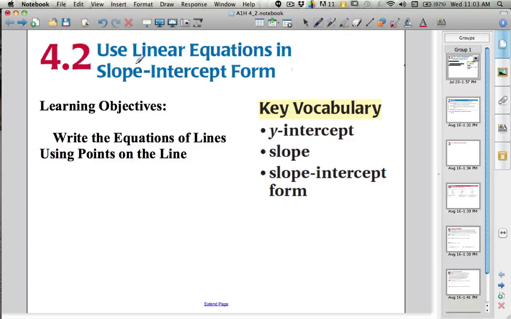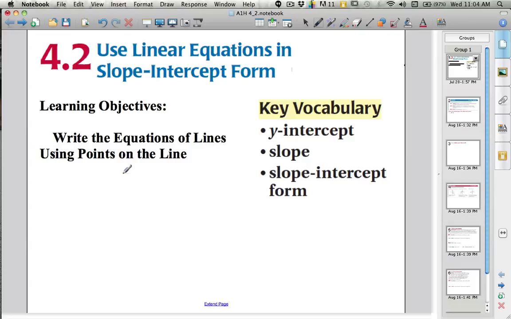In this section, we're going to work with linear equations in slope-intercept form. So in the previous section, we learned how to write in slope-intercept form, and now we're going to use these equations. So we're going to learn how to write the equations of a line by using points on a line, which we have done in a limited way.